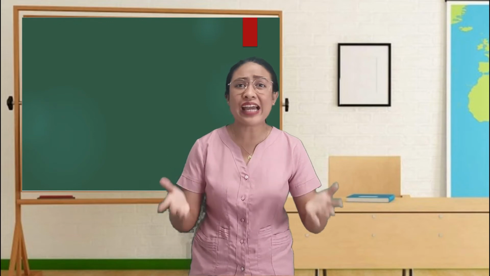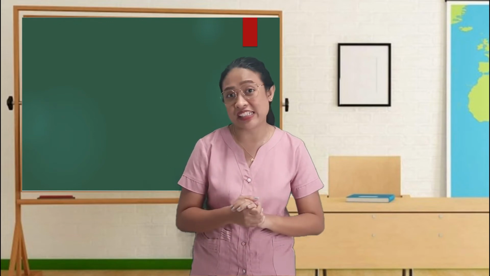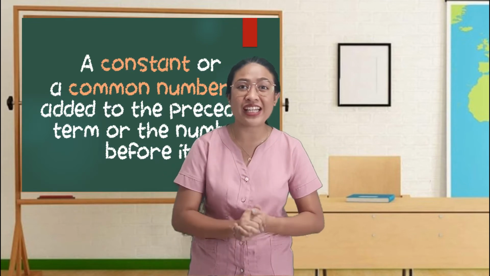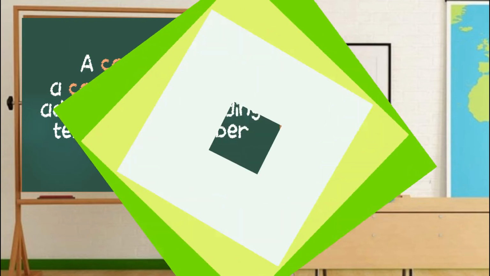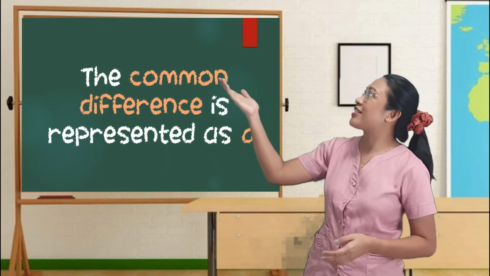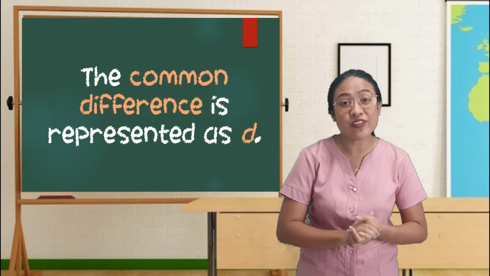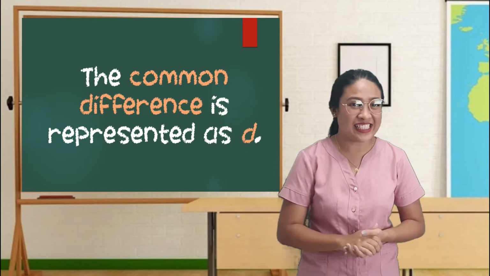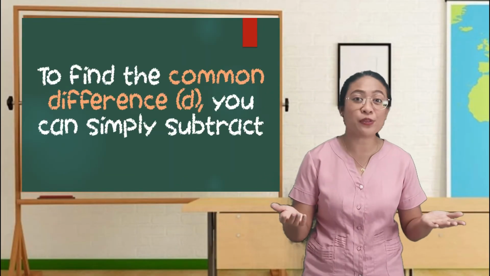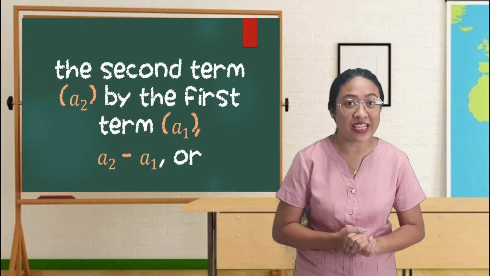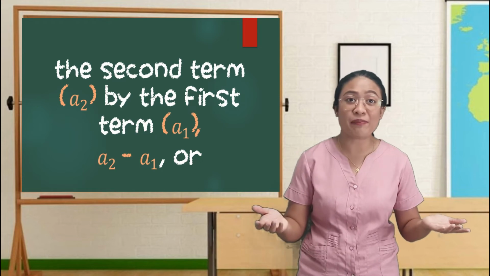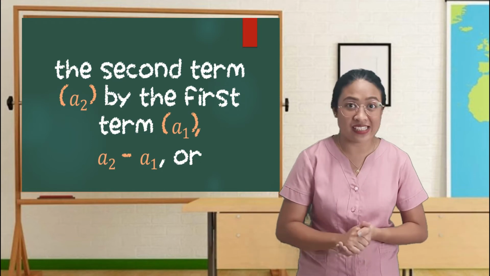Now, notice that to get the next term in each of the sequences, a constant or a common number is added to the preceding term, or the number before it. The constant number being added is called the common difference, and we represent it as d. To find the common difference, d, you can simply subtract the first term a sub 1 from the second term a sub 2, or it can be written as a sub 2 minus a sub 1.